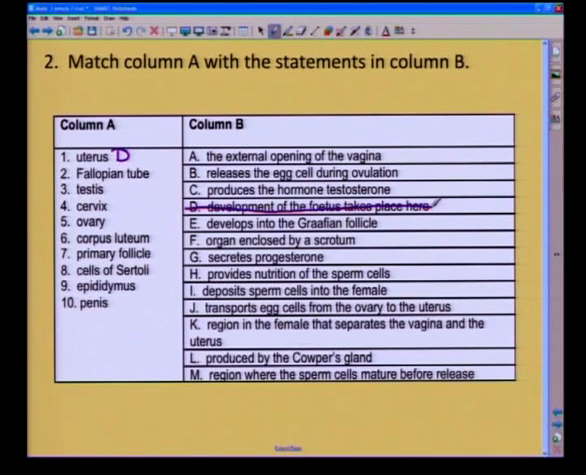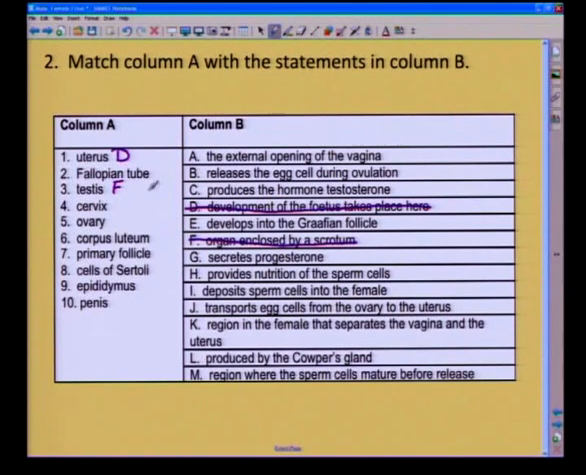So we write D. Then cross this one out so you know you don't have to look at it again. All right, now fallopian tube, we're looking for something to do with the fallopian tube. Just having remembered what we've read there, it's not anything there. Develops into the Graafian follicle, no. Organ closed by the scrotum, no. That would be a testis. So while we're at it, we can say that's F. So we can take this out.